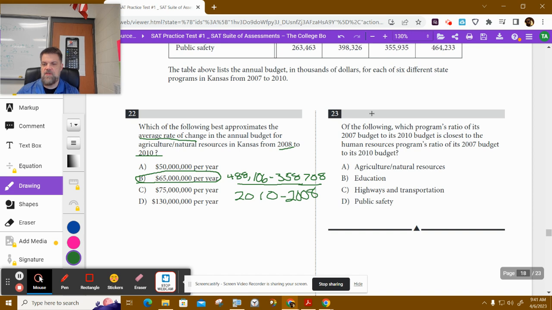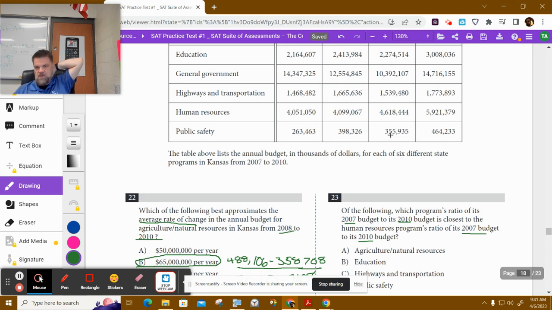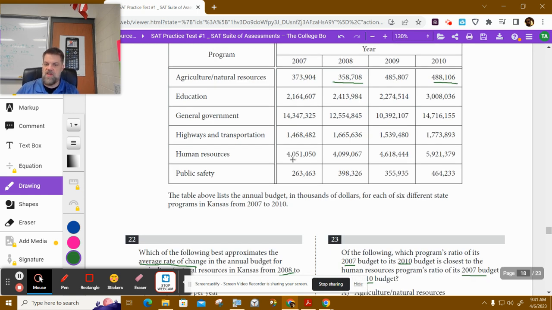All right, now we're going to kind of do a similar thing. It says, of the following, which program's ratio in the 2007 to 2010 budget is closest to the human resources program ratio of 2007 to 2010? So now we got to figure out which ratio is the closest. So let's just do the human resources. So you're going to say 2007 to 2010 ratio. So you're going to take this and compare it to this.